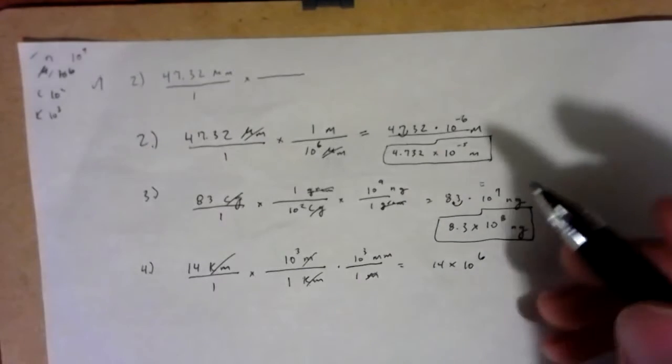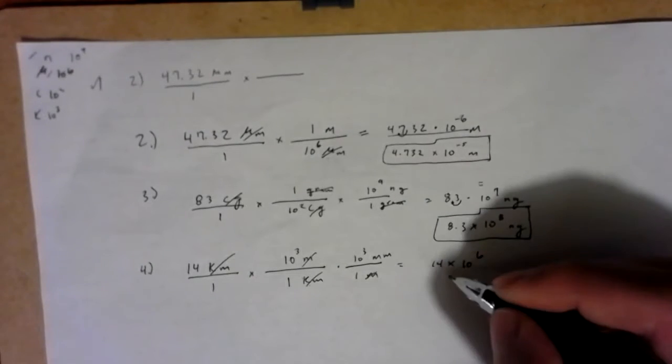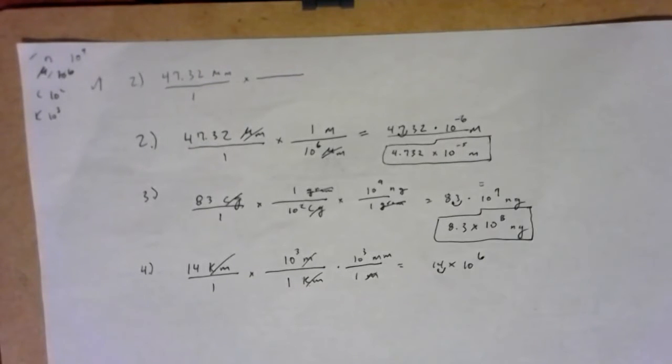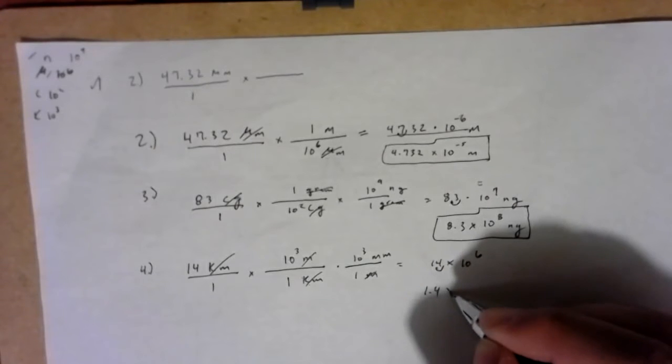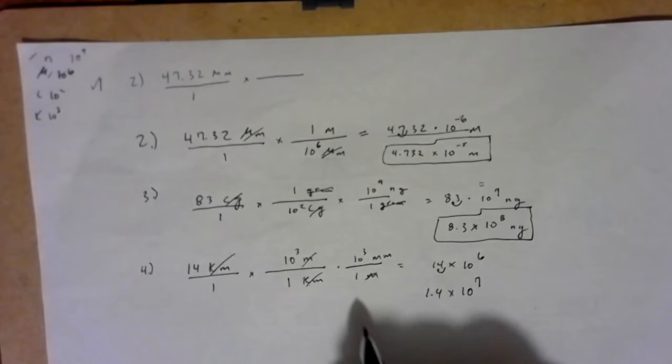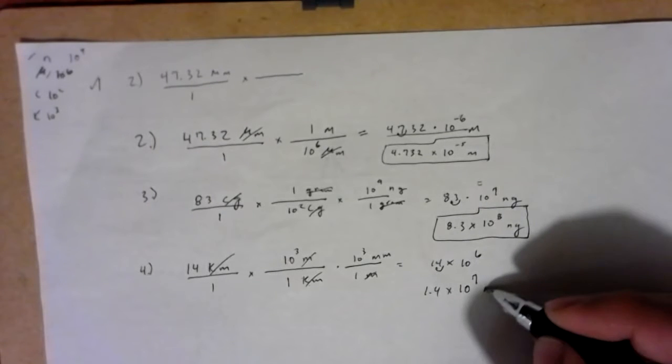And then if you want to write it in proper scientific notation, you can go ahead and do so. We can move a decimal from here one place. So that turns into 1.4 times 10 to the power of 7. Numbers are increasing as you move from right to left. Okay, and then units is a millimeter, so you can put that.